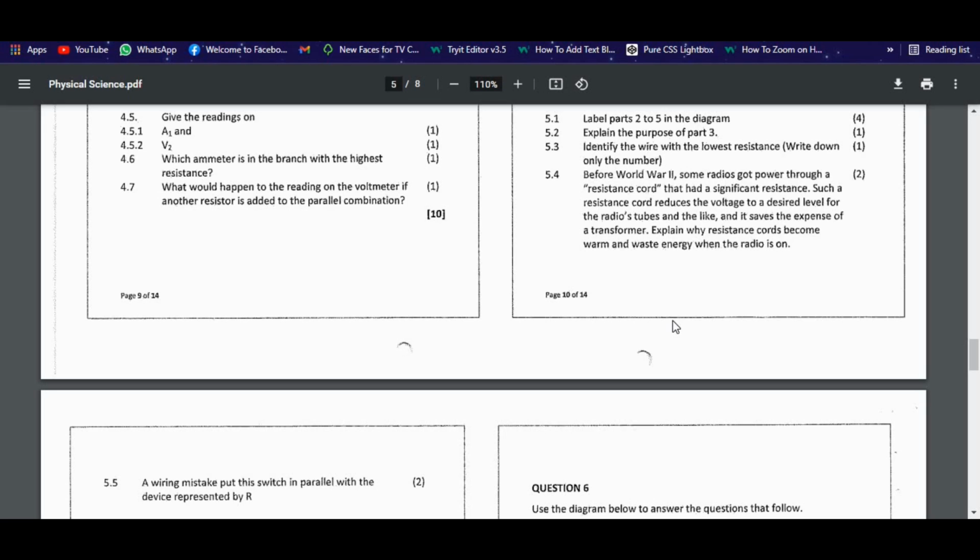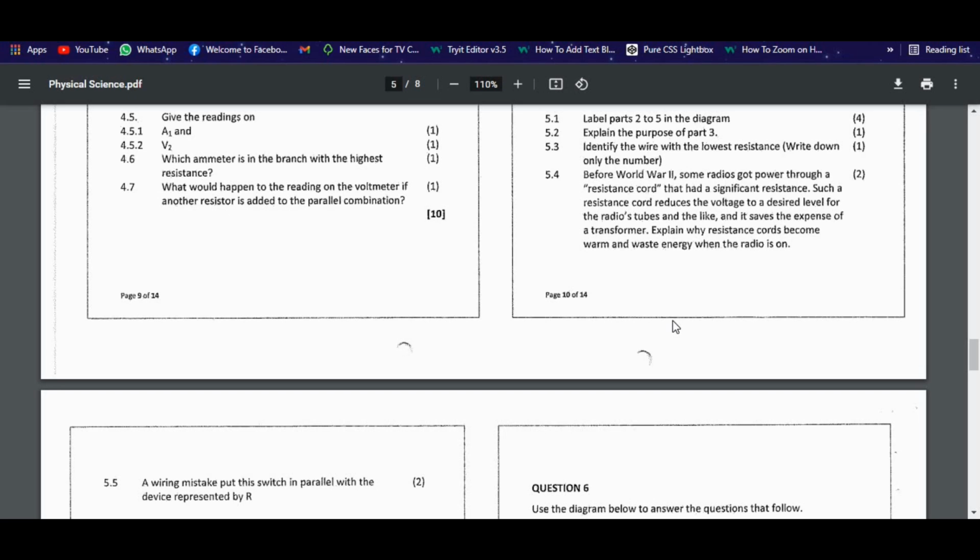So this is basically a reasoning and motivation question, obviously using some form of facts. Well, we know what affects resistance. There are 4 factors. So the question is, explain why resistance cords become warm and waste energy. Well, if a cord becomes hot, that means the temperature is increased. What does that mean? An increase in temperature of the wire increases the resistance.